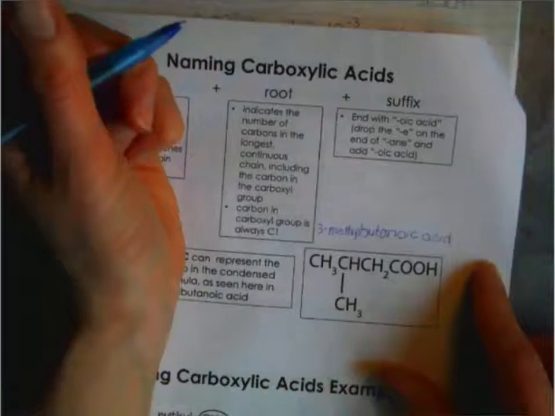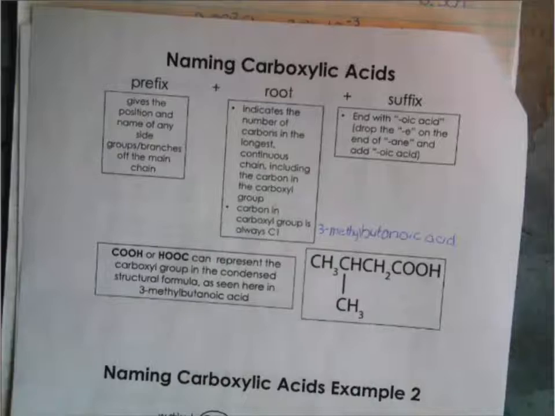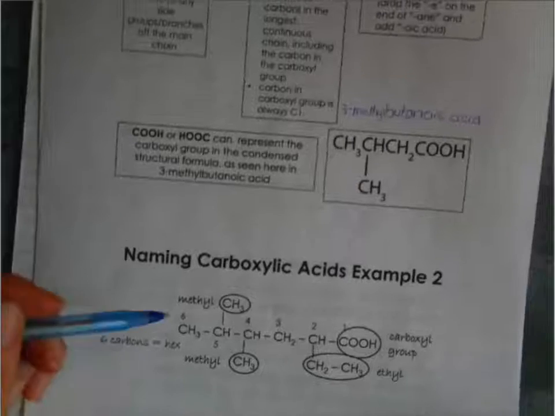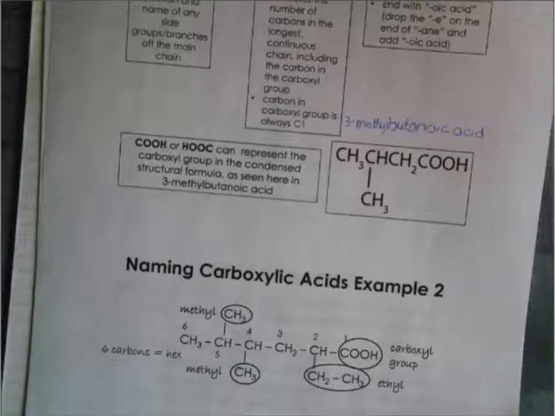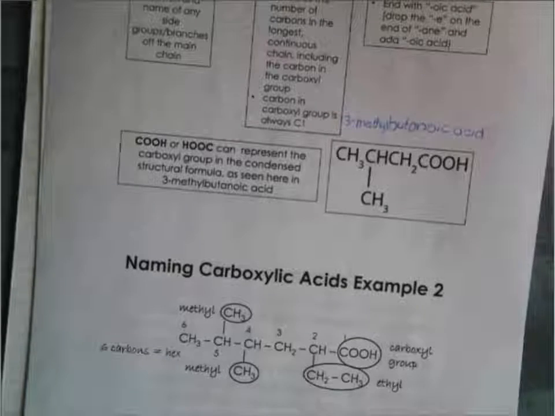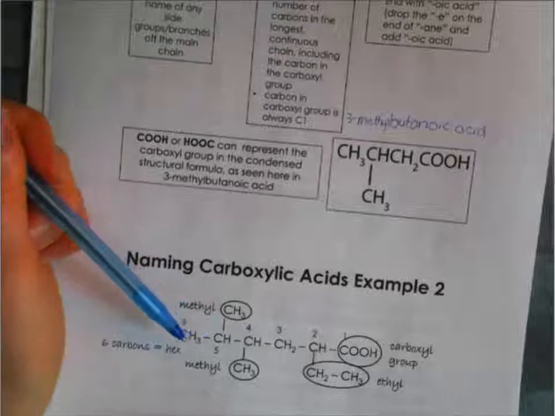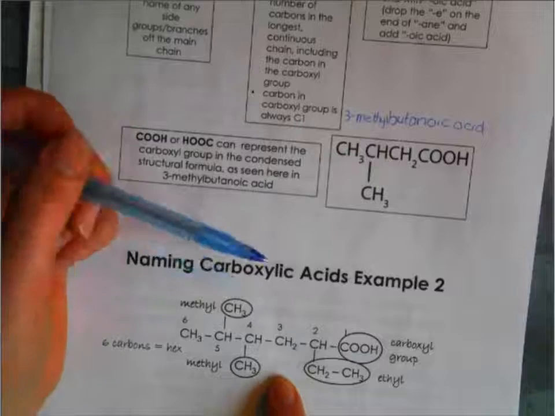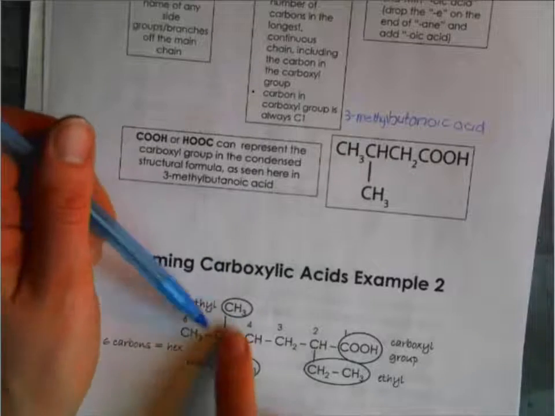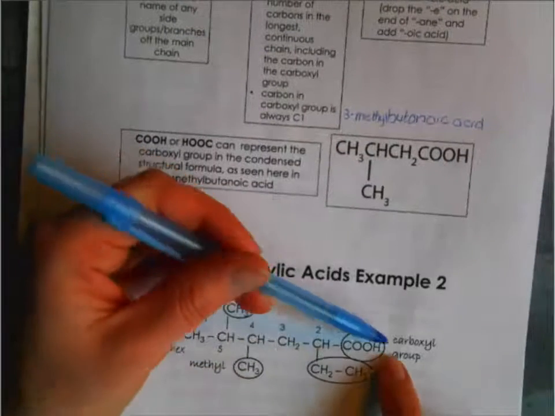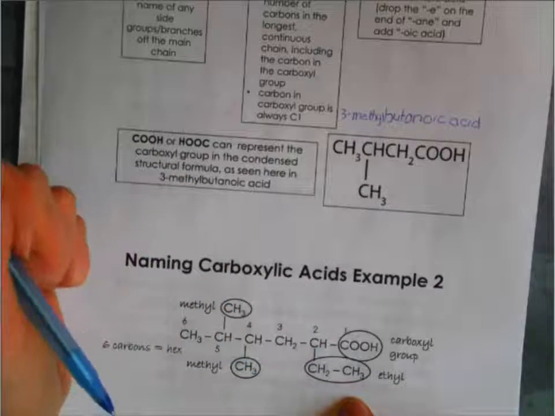Okay, so that's how we would name that one. I did put in another example here as well. Oh shoot, I meant to print it in color because I actually have it color coded. Oh well. Basically all I would have had color coded would have been the methyl groups both the same color, the carboxyl group a different color, and the ethyl group a different color.